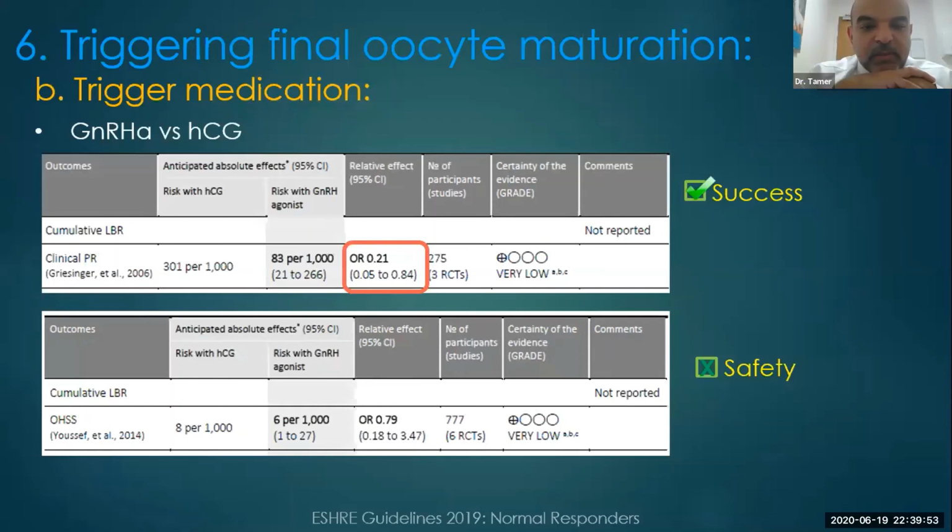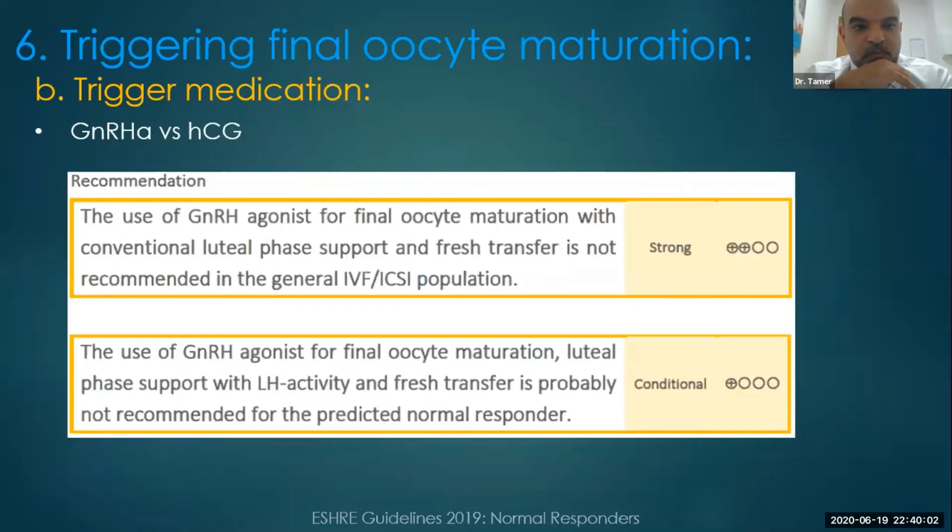And you're not much improving your safety profile because it's a normal responder. It's a low risk patient. And these are the recommendations. Quite strong recommendation that the use of the agonist for final oocyte maturation with the conventional luteal phase support is not recommended. And the use of the agonist luteal phase support with LH activity and fresh transfer is not recommended. If you use agonist, it's best to freeze.